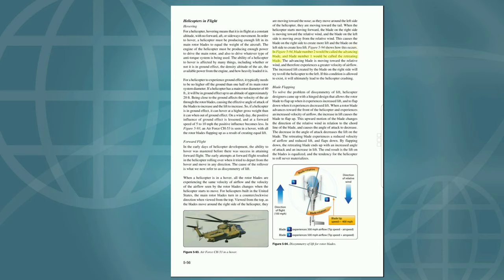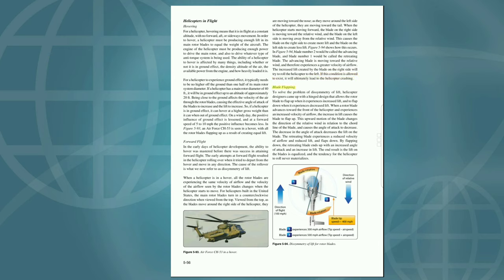In figure 5-94, blade number 2 would be called the advancing blade, and blade number 1 would be called the retreating blade. The advancing blade is moving toward the relative wind, and therefore experiences a greater velocity of airflow. The increased lift created by the blade on the right side will try to roll the helicopter to the left. If this condition is allowed to exist, it will ultimately lead to the helicopter crashing.